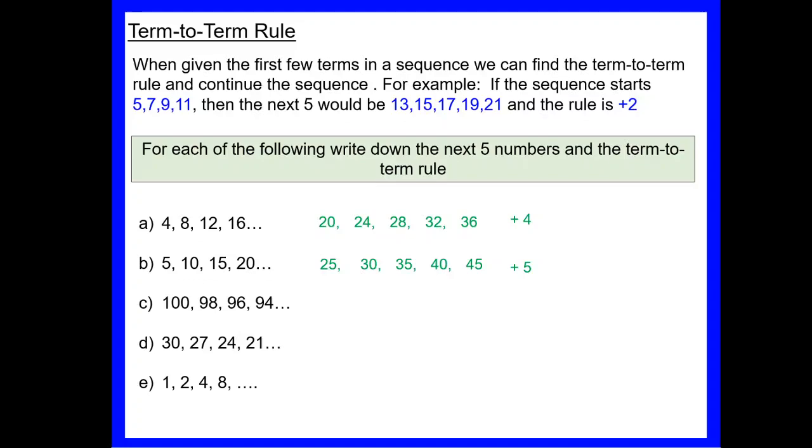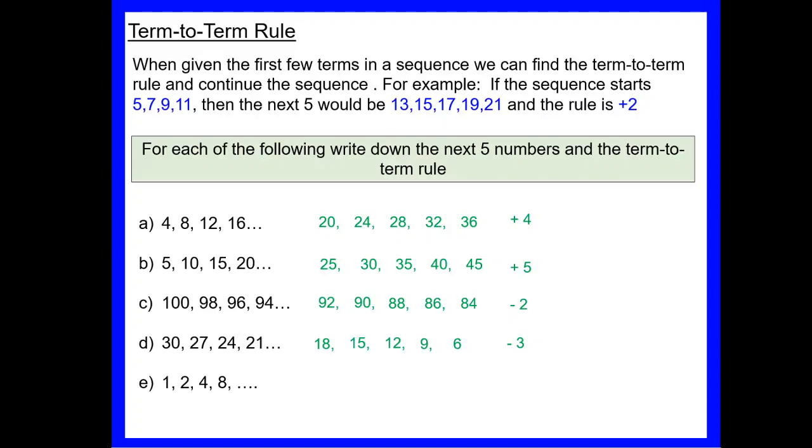So they're both ascending. Now we've got a descending one. It's going down in numbers. So 92, 90, 88, 86 and 84. And this time we're subtracting 2. Another descending sequence. So this time we've got 18, 15, 12, 9 and 6. And we're subtracting 3 each time.